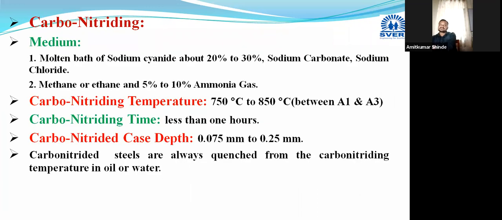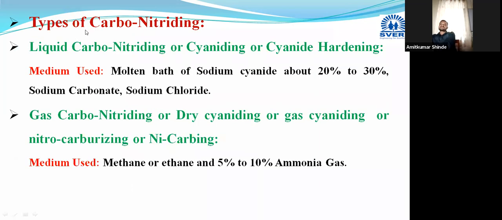Applications you can write the same for carbonitriding and nitriding. In carbonitriding, we are introducing carbon and nitrogen both on the surface of the steel, followed by subsequent heat treatment. It is just a combination of carburizing and nitriding. Here we have discussed carbonitriding along with the parameters like carbonitriding temperature, carbonitriding time, and the case depths achieved. And depending on the mediums used, carbonitriding has two types, liquid carbonitriding and gas carbonitriding.